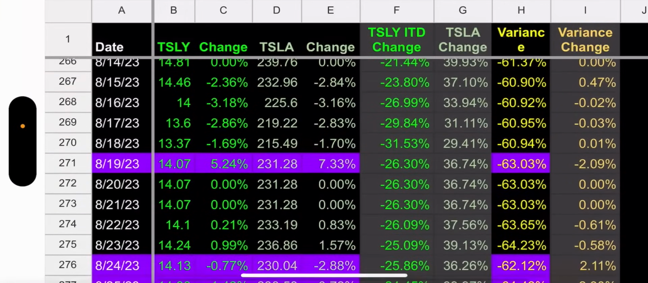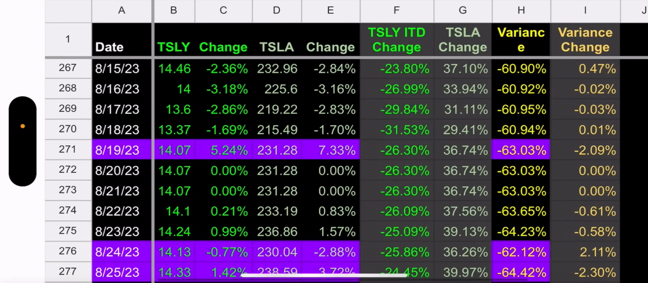Here we go, Tesla, 1 day jump, 7.33%. So unpredictable, right? It just pops out. Boom. And then here we are. We gained actually a pretty decent amount. We gained 5.24% when they went up 7.33%. But do you know why? Look at the days before.